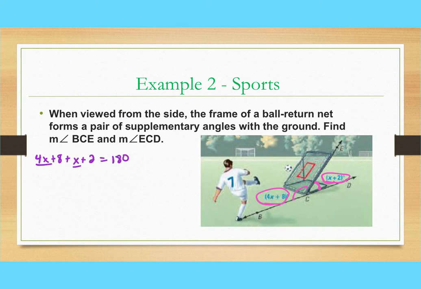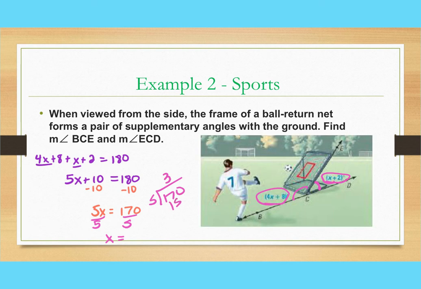And then I'm going to combine my like terms. 5x plus 10 equals 180. Subtract the 10. 5x would equal 170. Divide by 5. All right, 170 divided by 5 is 34. And then I'm not solving for x, I'm solving for the actual angles. So for BCE, which is the first one, I'm going to plug back in 34. 136 plus 8, which is 144.